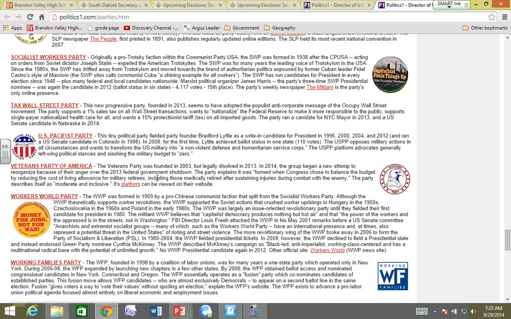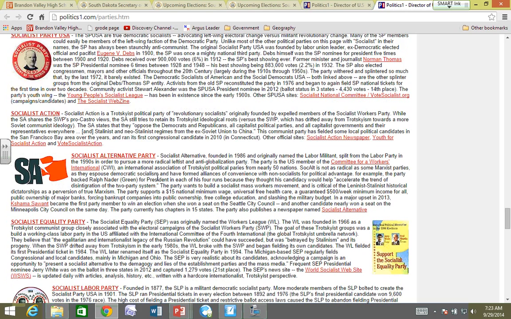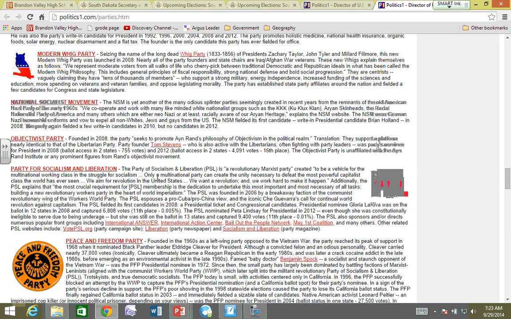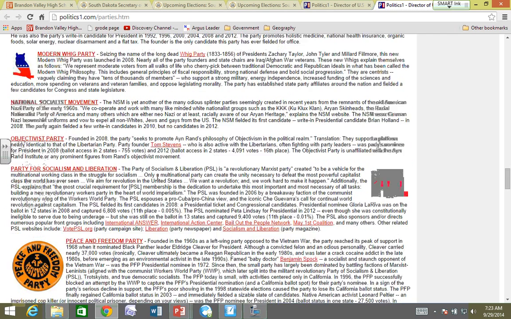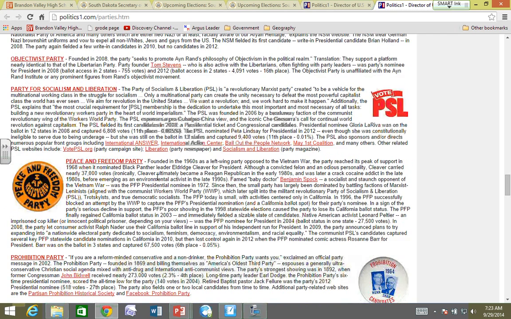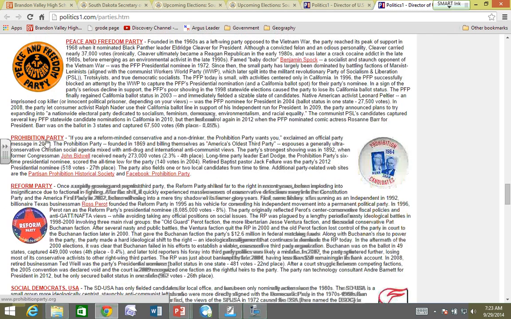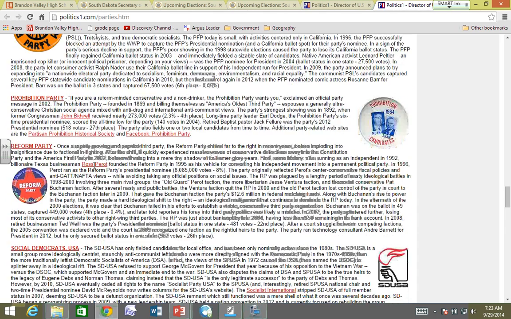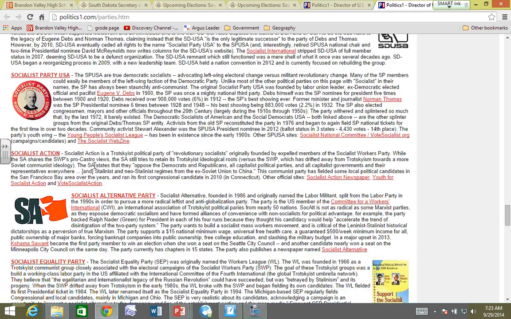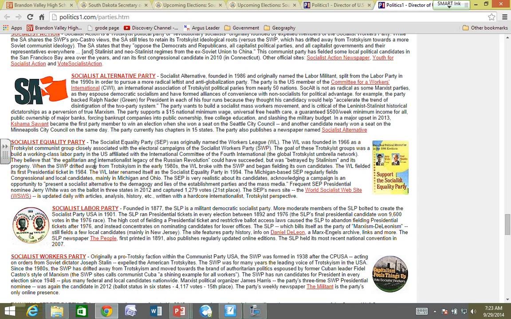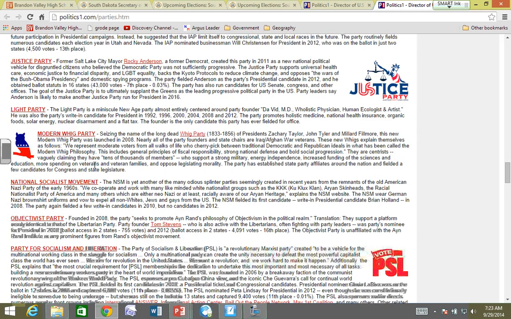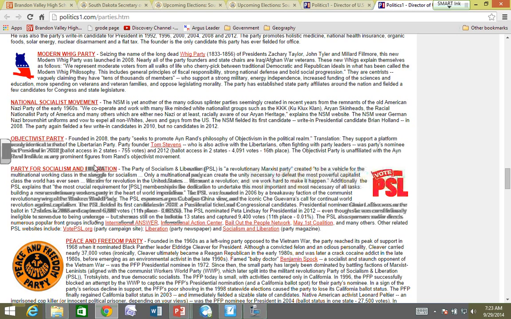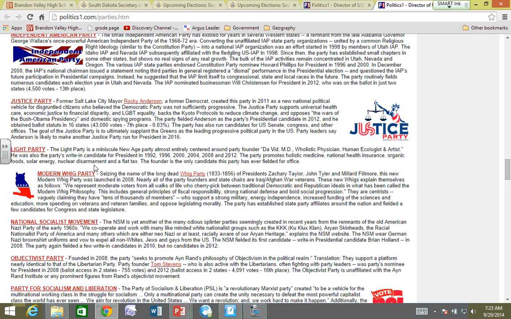Some of these parties are really one-issue parties. An example of a one-issue party. Let me see if I can find one real quickly. Prohibition Party is a good example. Really, their one issue is ending alcoholism. There is also a marijuana party somewhere in here, or at least there has been. I don't see it today. Maybe they've disbanded. But again, they're one-issue parties.